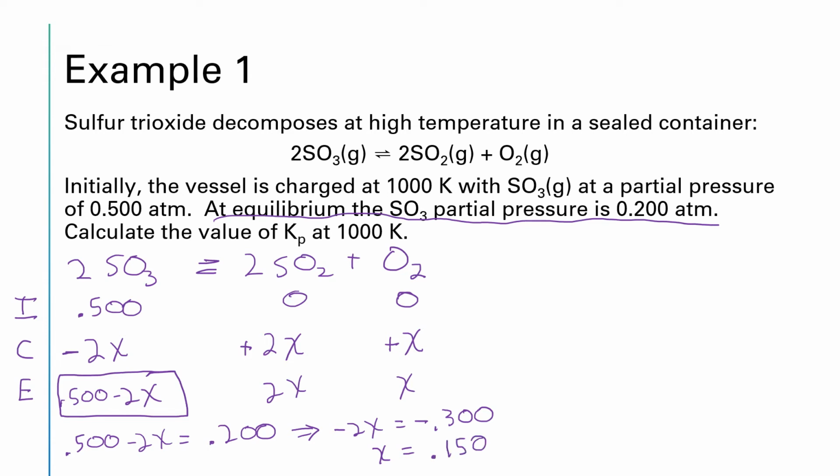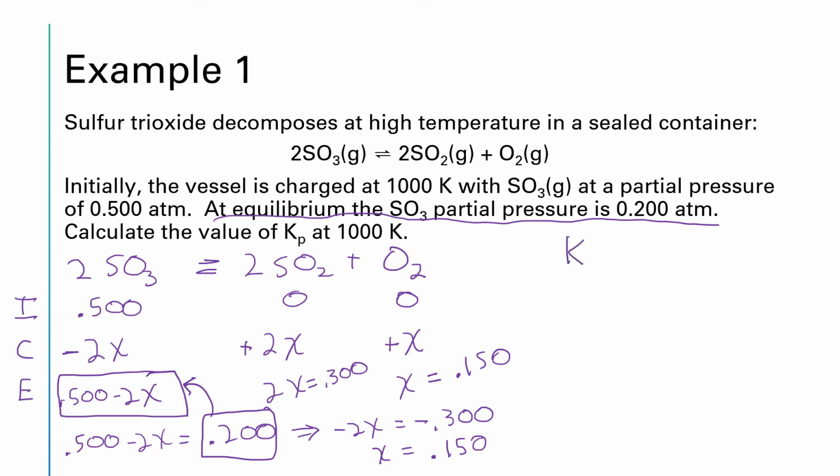If I'm going to calculate a value for K, I can only use numbers that are at equilibrium. We know that SO3 at equilibrium is equal to 0.2, so this 0.5 minus 2x on our equilibrium line is going to be equal to 0.2. Our value of O2 at equilibrium is equal to x, which is 0.15, and our value of SO2 at equilibrium is 2x, so that'll be 0.3, because 2 times 0.15 gives us 0.3.